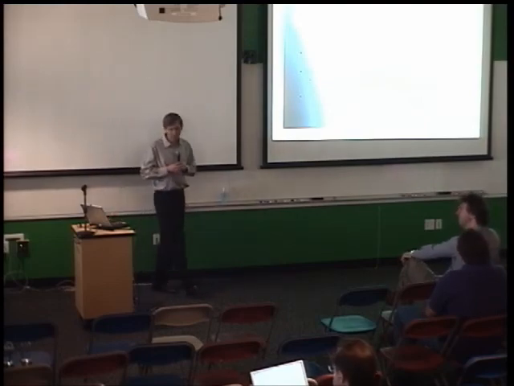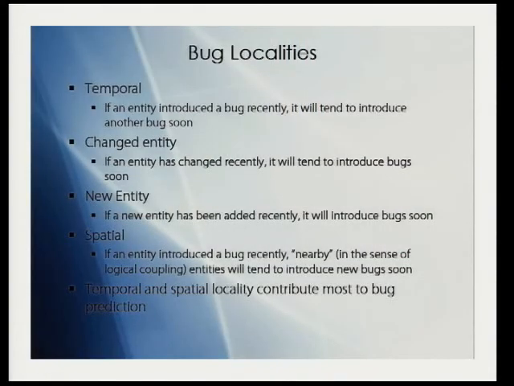Okay, so we go through this revision history, and what we're looking for are certain kinds of bug localities. We have four main kinds of bug localities. First, temporal. Let me use some terminology here. We use the term entity. We wanted a term that talks about either a function or a method, so we use the term entity to mean function/method. If a function/method introduced a bug recently, it'll introduce another bug soon.